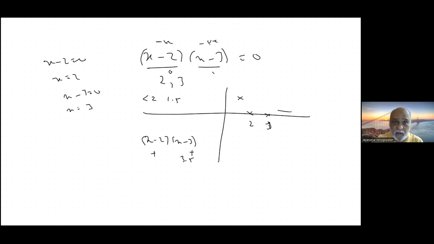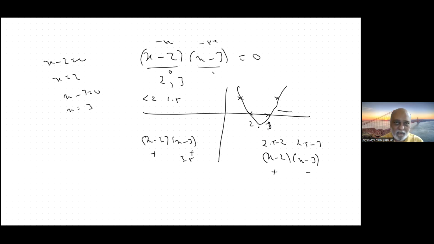What about between 2 and 3? Between 2 and 3, if it is 2.5, 2.5 minus 2 is positive, and 2.5 minus 3 will be negative. So positive, negative is negative. So the value of the function will be below the x-axis. And so we have a curve which is U-shaped facing upward. So for any roots for which A is positive, always the curve will be facing upwards.